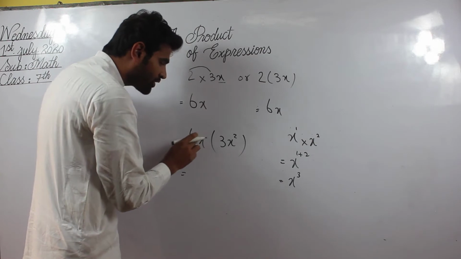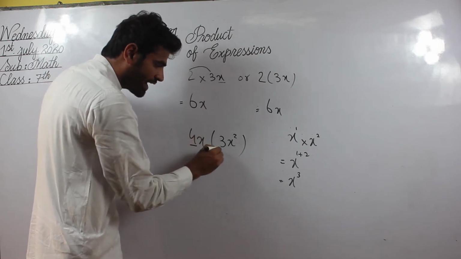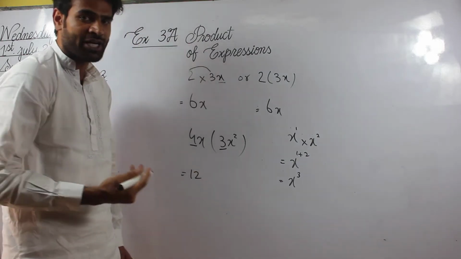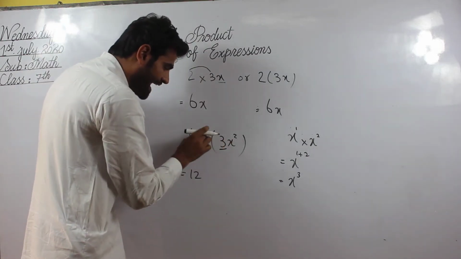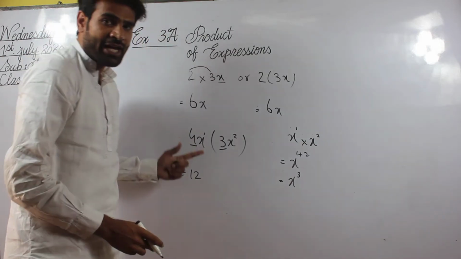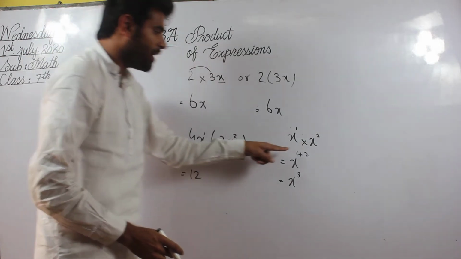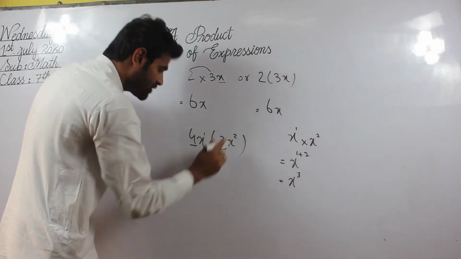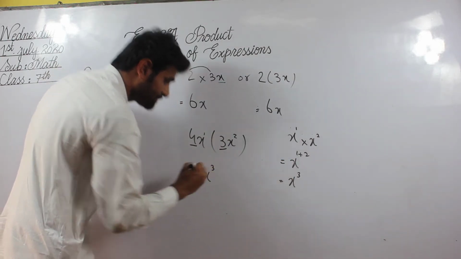So here I write the example 4x into 3x squared. First I multiply their coefficients. Here the coefficients are 4 and 3. 4 3s are 12. Then again I multiply the variables, x with power 1 and x squared with power 2. When the same variables multiply each other, their powers will be added in the same way. 1 plus 2, x cubed.